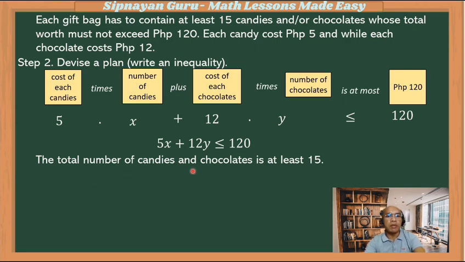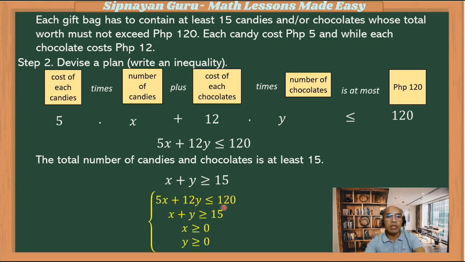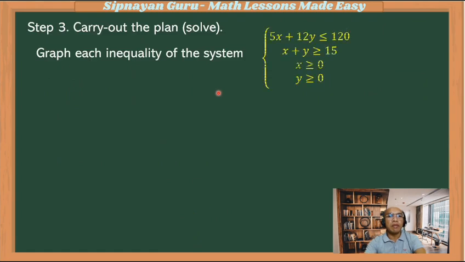The total number of candies and chocolates is at least 15. x, the number of candies, plus y, the number of chocolates, is greater than or equal to 15. So putting them together, we will form the system of inequalities in two variables. We will graph each inequality.